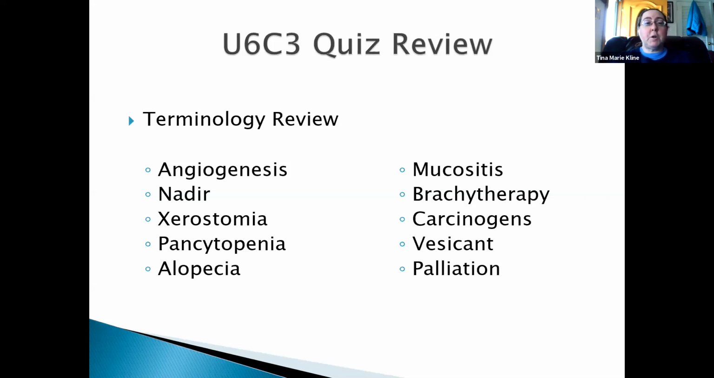Nadir refers to the point after chemotherapy where the blood cell counts are the lowest. Typically when we're talking about a nadir, we're referring to the white blood cell count. The lifespan of a white blood cell is approximately 10 to 14 days. So about 10 to 14 days after receiving a chemotherapy treatment, that is the time period when the patient's white blood cell count will be at its lowest, and they're most at risk to contract a very deadly infection. So when you hear the term nadir, that's what we're talking about.